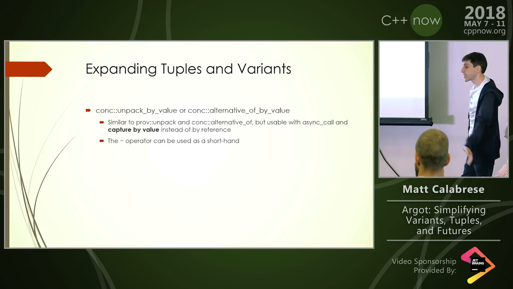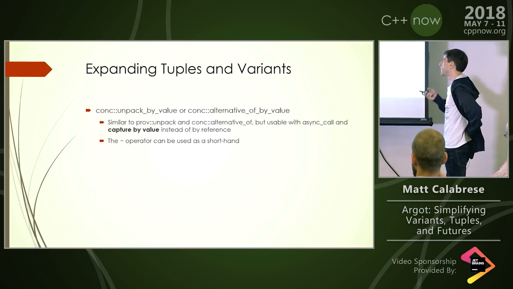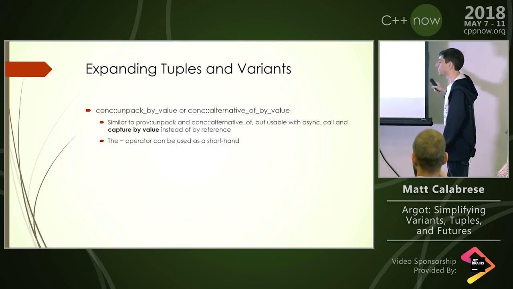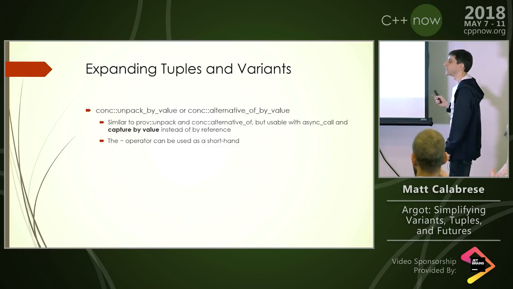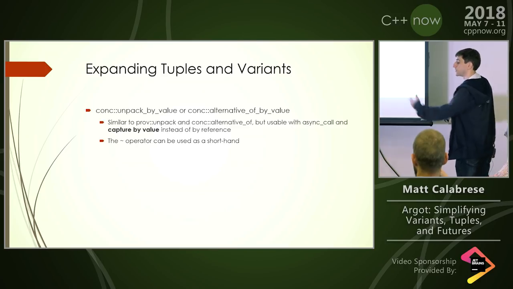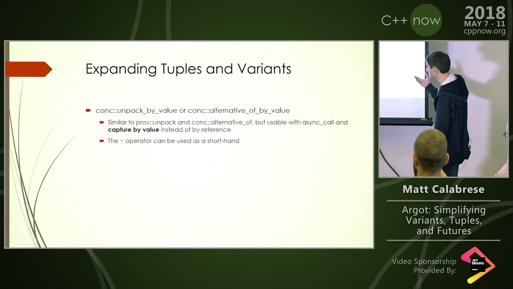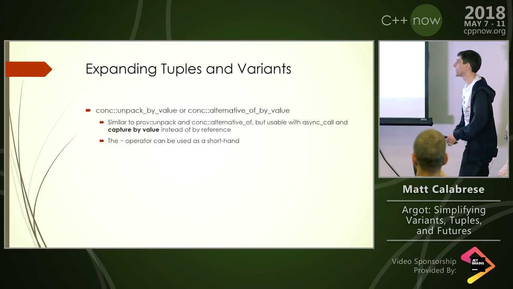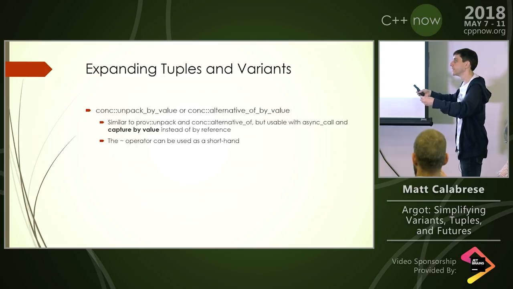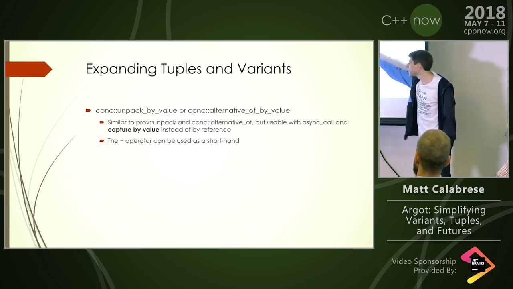You can also expand tuples and variants, just like you can expand tuples and variants in a regular call. The subtlety here is that you don't want it to do exactly what unpack tuple and alternative of do, because those capture by reference and perfect forward by reference. But in the concurrent world, that is a really unsafe default, because if you're running something asynchronously and you capture it by reference and then forward that along, you're just going to have dangling references. So by default, when you use the tilde operator, it corresponds to these by-value versions. It'll capture, for instance, the whole tuple by value, and then expand it once everything becomes ready. Same thing with alternative of.